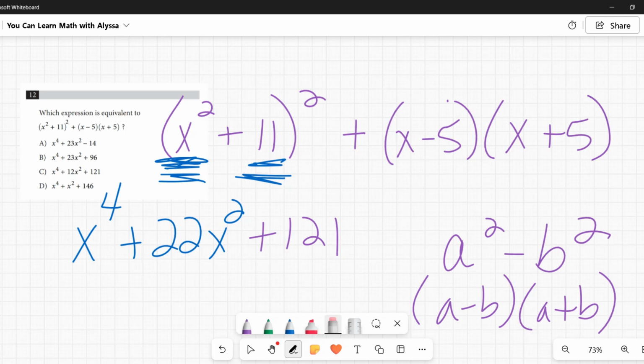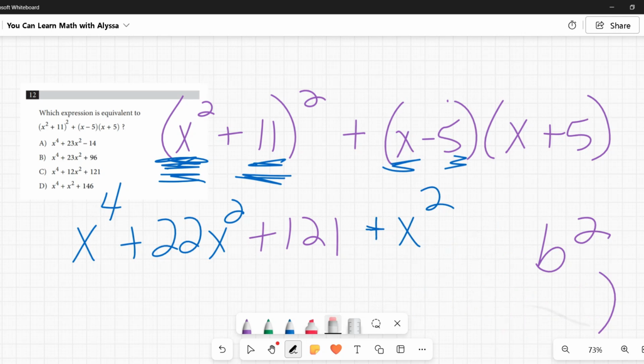Okay, so a squared minus b squared is my value. So I'm going to do that here. This is my a, this is my b. So my a, x squared, and then I subtract b squared. My b is 5. So minus 5 squared, or 25.